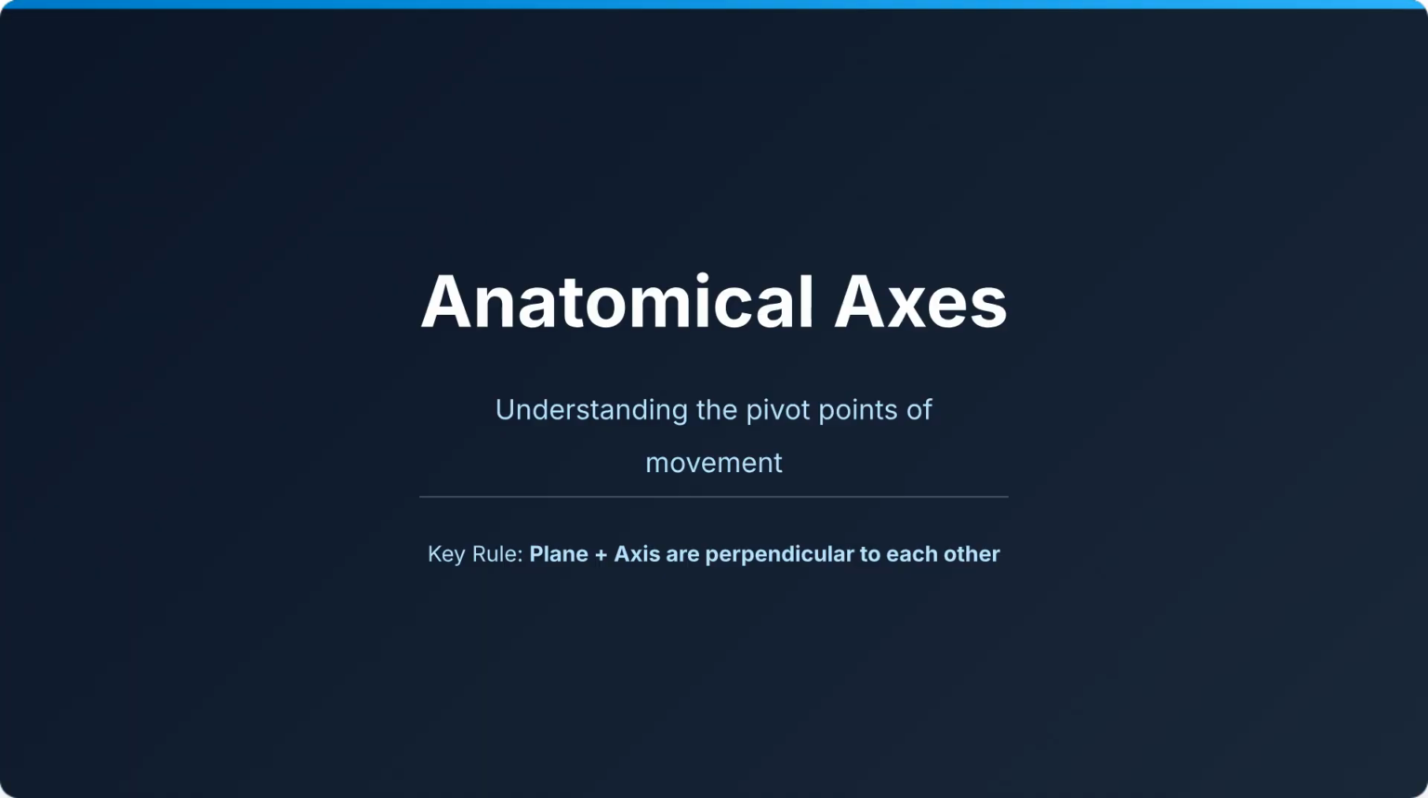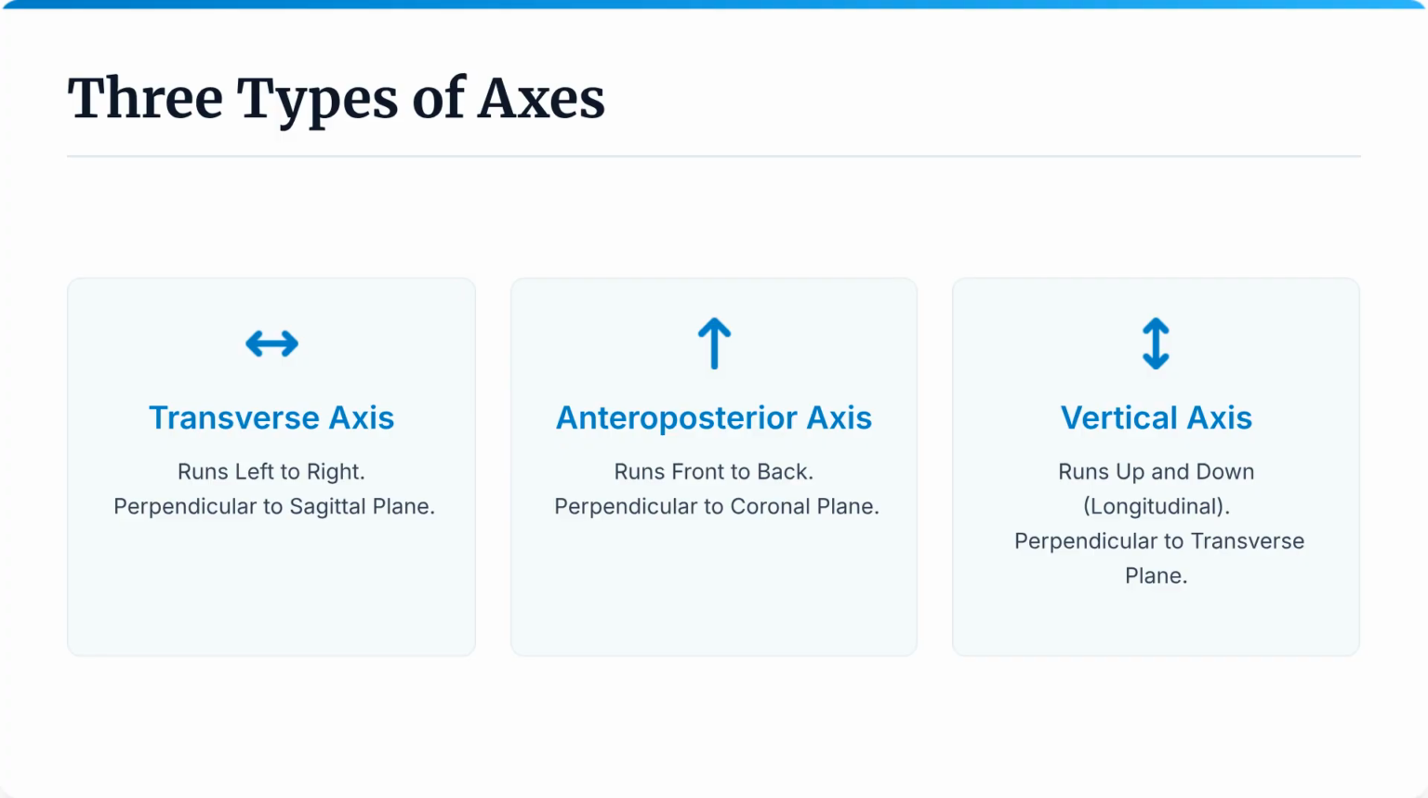Now let's discuss anatomical axes, which are the imaginary lines serving as pivot points for movement. The key rule is that a plane and its associated axis must be perpendicular to each other. We have 3 types of axes.